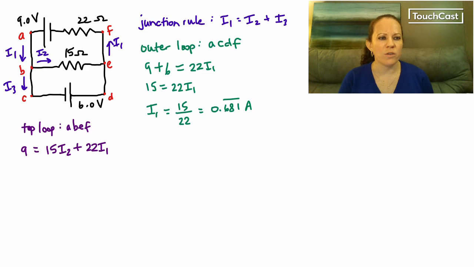So I'm also going to notice really quickly that 15 equals 22I1, and 22I1 shows up in my top loop equation. So rather than write in 22 times 0.681, which is just going to look more complicated and less pretty, I'm just going to substitute 15 for 22I1.